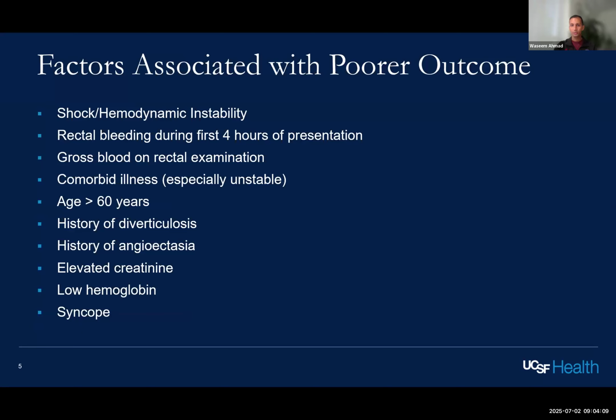So factors associated with poor outcomes, as you can imagine, if someone comes in with shock, hemodynamic instability, you're going to be more worried about something more life-threatening. Other things to keep in mind, if someone has many comorbidities or they're elderly, that patient is going to have less reserve for you to sit on or decide on what to do. If someone's had a history of diverticular bleeds or a history of AVM bleeds, they're more likely to come back with lower GI bleeding related to this. And then other factors that might be more associated with volume status, so elevated creatinine, low hemoglobin, and syncope.